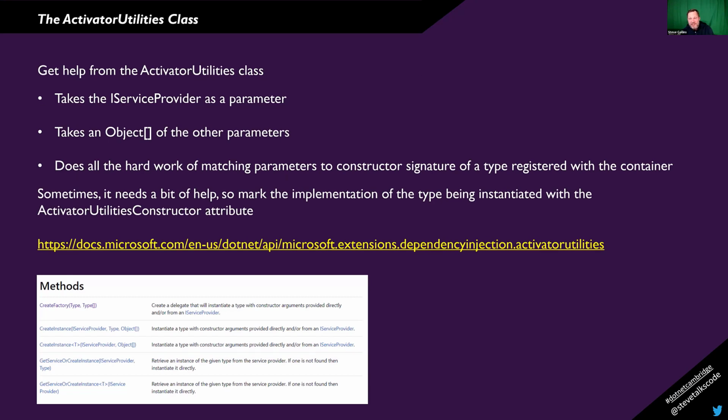There are 4 methods, effectively 2 methods with generic overloads. GetServiceOrCreateInstance will try and get the container to create the instance for you, but if the type is not registered, it will do it via reflection. The other method, which is of interest to us as writers of factories or builders, is the CreateInstance method. It takes an instance of IServiceProvider to get an inroad into the container, and then it takes an array of objects.